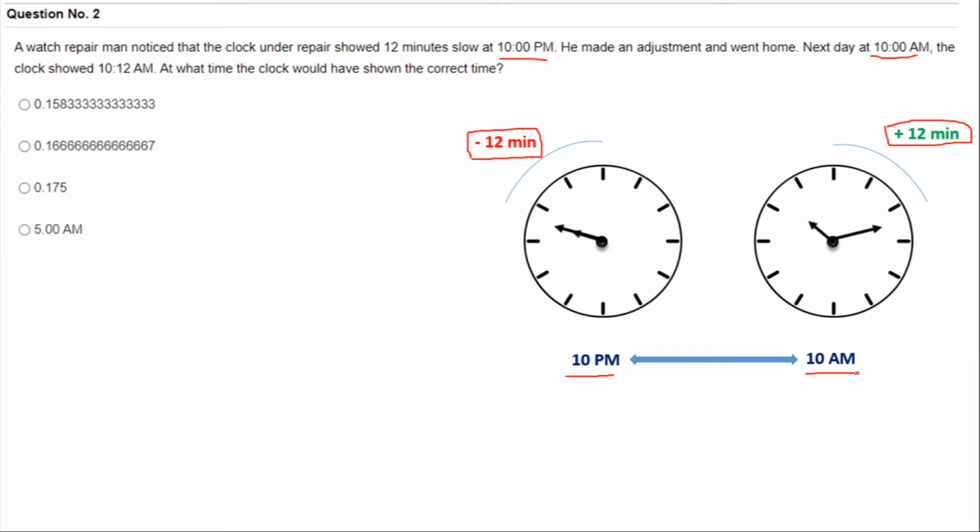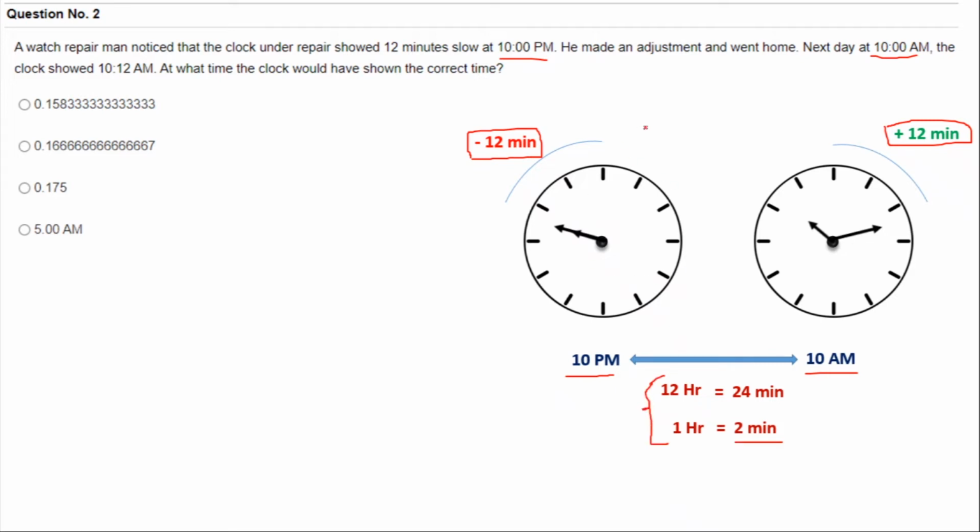If this clock was a normal clock, it would have run for 12 hours. But now it has to run all the way from 9:48 to 10:12. So it means it has to run this extra 12 minutes and this 12 minutes. So instead of running for 12 hours, our clock has run for 12 hours 24 minutes in the span of 12 hours. If this clock has gained 24 minutes in 12 hours, then how much has it gained in 1 hour? You can find it by dividing both sides by 12. It is going to gain 2 minutes every hour.